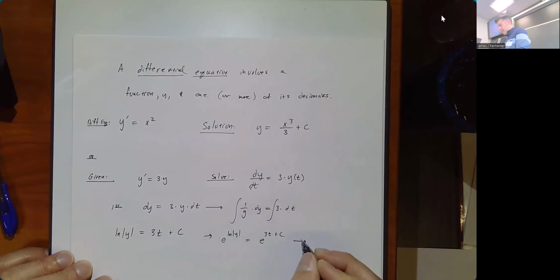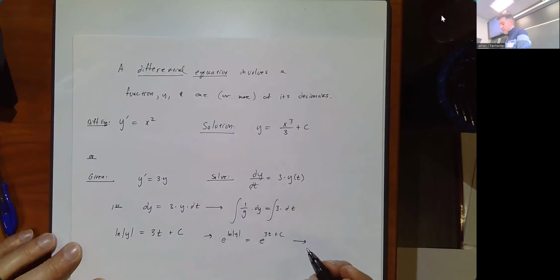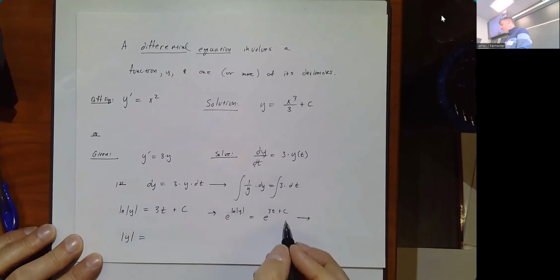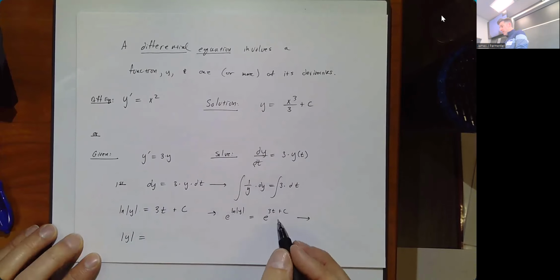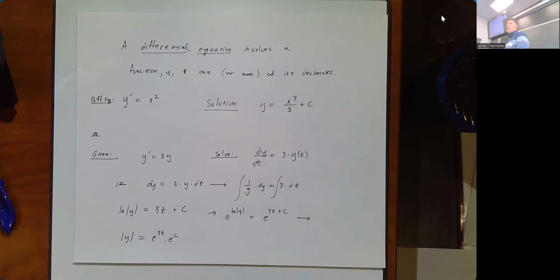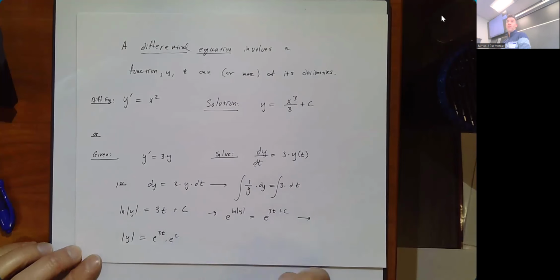Cool. E to the natural log of some stuff is just the stuff. You get the absolute value of y equal to, I'm going to fix this or make it better. E to the 3t plus c is really e to the 3t times e to the c. And this is where we start somewhat. E to the c, I don't know what the constant c is, but whatever it is, e to a constant is still just another constant. Some people like to use the same letter. I tend to like to use different letters. Especially in this situation, we often call e to the c capital A.